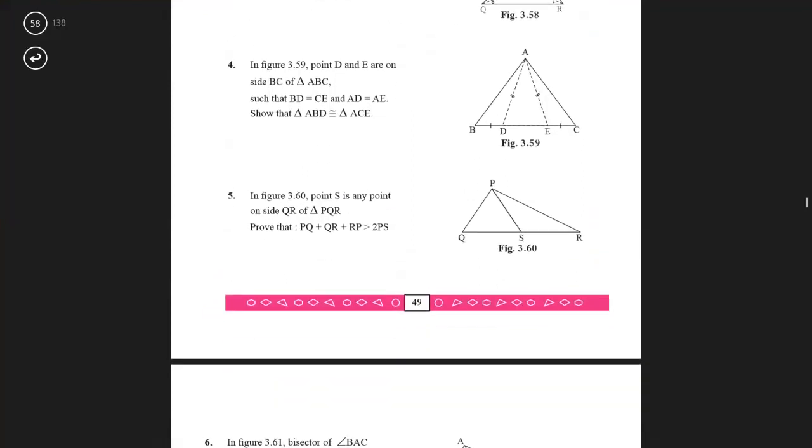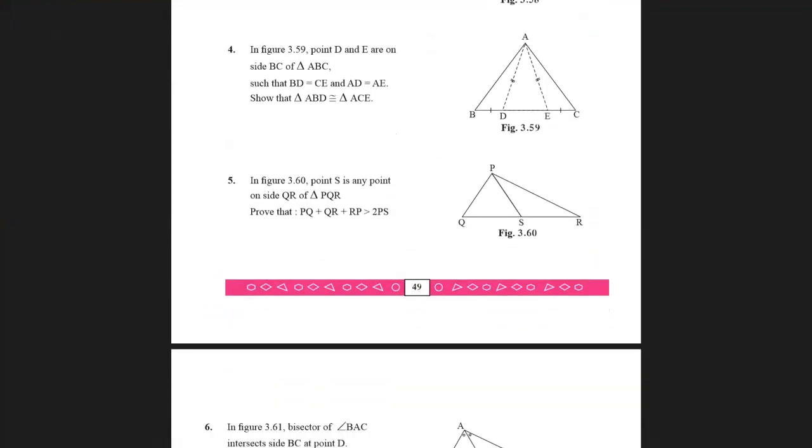Hello children. Today we begin with problem set 3, question number 4. In the figure 3.59, points D and E are on the side BC of triangle ABC such that BD is equal to CE and AD is equal to AE. Show that triangle ABD is congruent to triangle ACE.